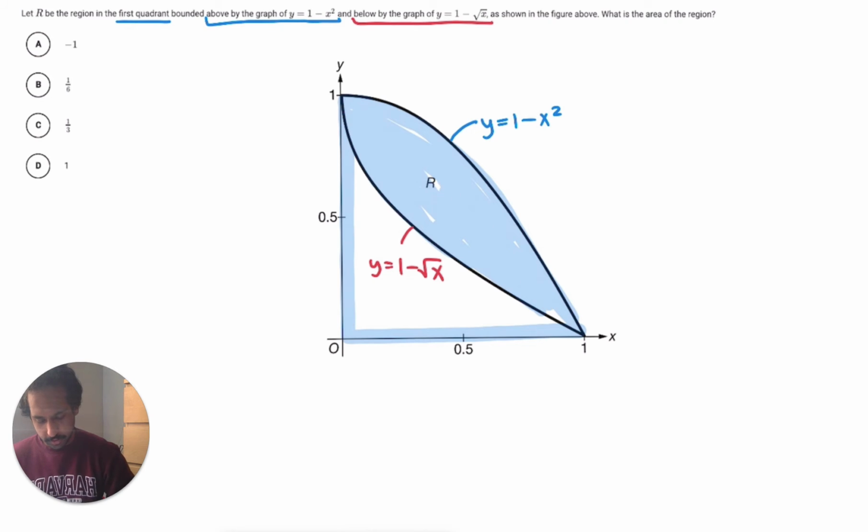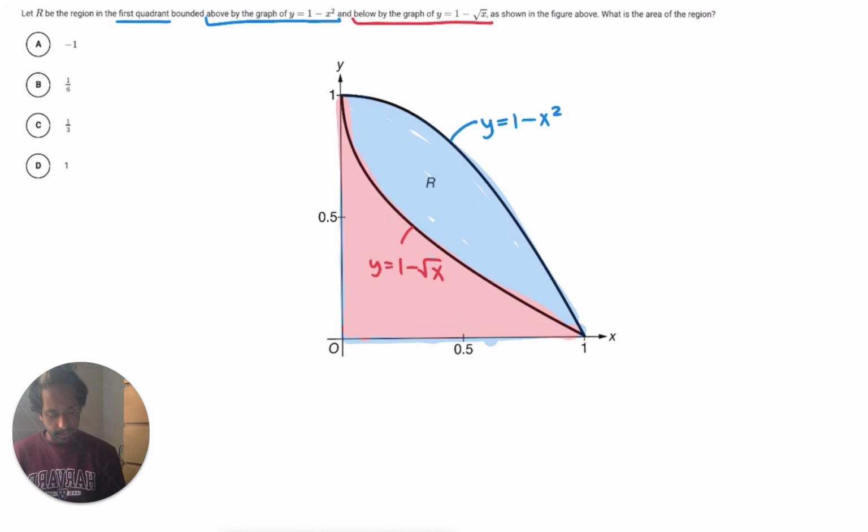But what else is included? Oh, all the space underneath. But we don't want that. We just want R. How are we going to get R? Well, we're going to subtract the portion that we don't want. And that portion, luckily, is that region underneath y equals 1 minus root x, which I'm now going to go over in red. If we subtract this region here, all we're going to be left with is that region that we want, R.